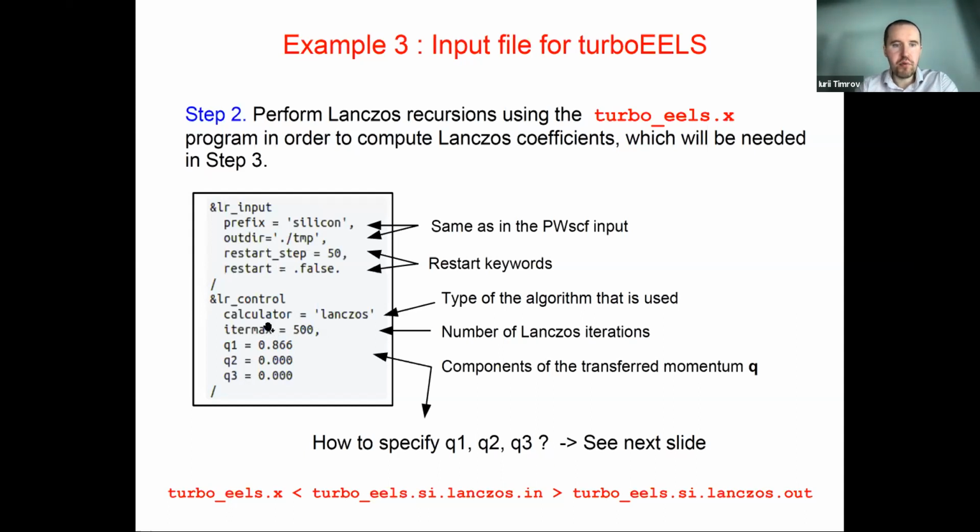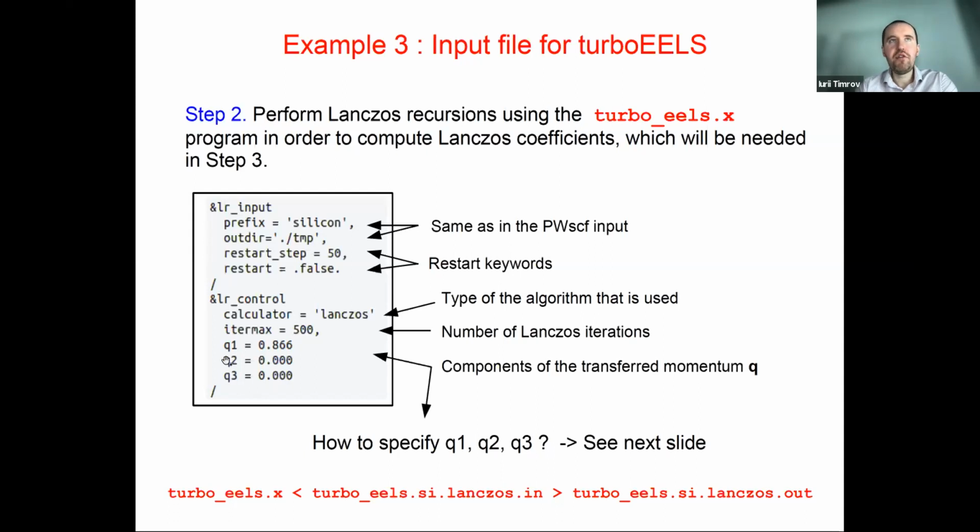There is a new keyword, which is called calculator. It can have two values. One is Lanczos, which means we use the Lanczos algorithm. And second, Sternheimer, we use the Sternheimer algorithm. So now we use Lanczos, and another three variables are Q1, Q2, Q3, which are the three components of the Q vector.